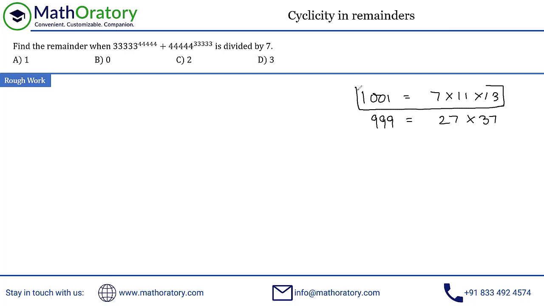1001 is 7 into 11 into 13. These are the 4th to 6th prime numbers. So 2, 3, 5 are the first three. After that, you have 7, 11, 13, right? So 7 into 11 into 13 is 1001.